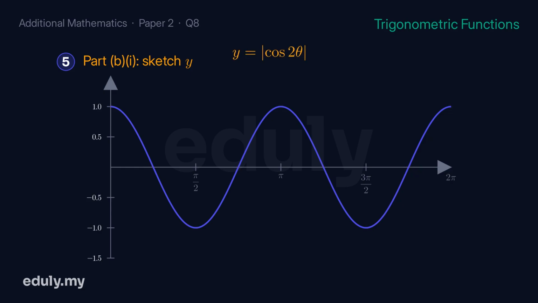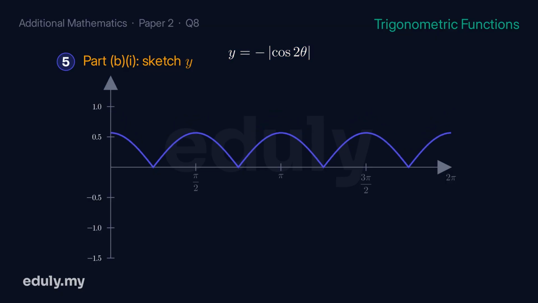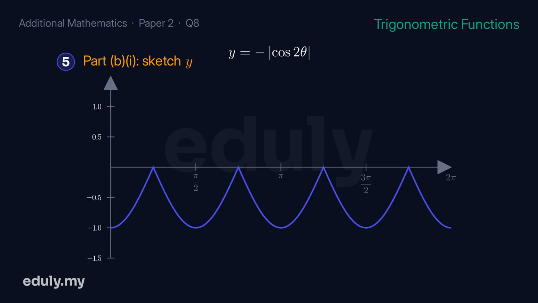Now take the modulus. That flips every part below the axis up above it, so the dips become humps that just touch 1, and the curve never goes below 0. The minus sign flips the whole thing back down, so now it sits on or below the axis.